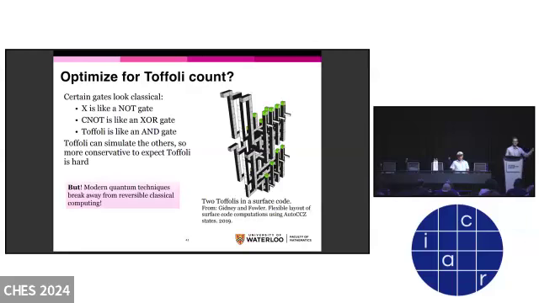However, you maybe saw asterisks on the previous slide. There are modern quantum techniques that break from this reversible paradigm a little bit. So a quantum computer, as you know, is more powerful than just a reversible classical computer. People have started to figure out ways to use that power even for some of these very fundamental things, like doing these AND gates. So things like measurement-based uncomputation allow you to do better than reversible computing. So maybe it doesn't make sense to even design a reversible circuit in the first place.